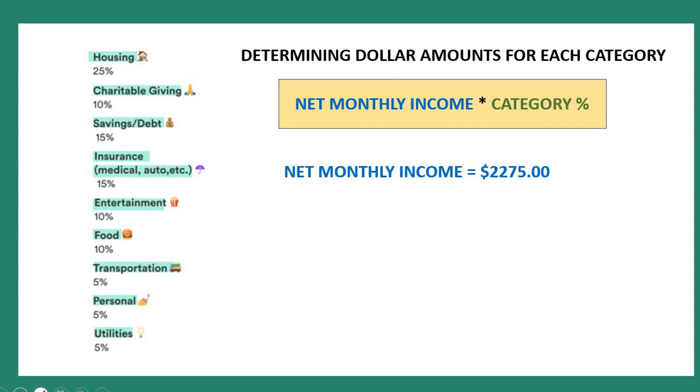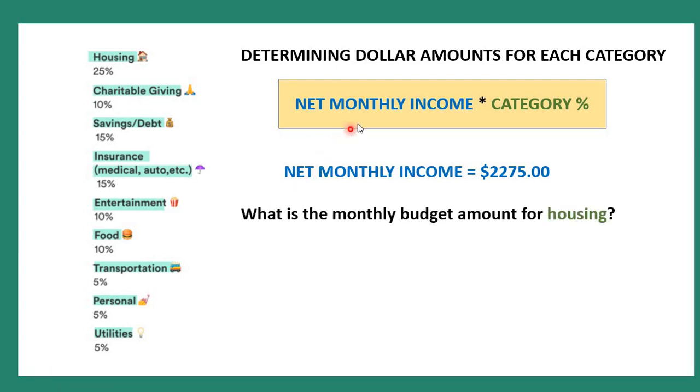And so let's say that our net monthly income is $22.75, and we want to know what's our budget amount for housing. Okay, here's the formula that we're going to use. We're going to the list, and it says housing is 25%. And so now what do we do? Again, net monthly income, $22.75. Category percentage is 25%. There it is. This is the math that I'm going to do.